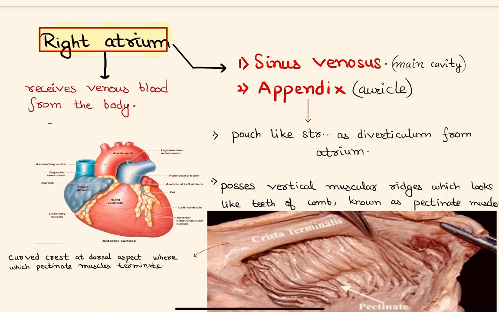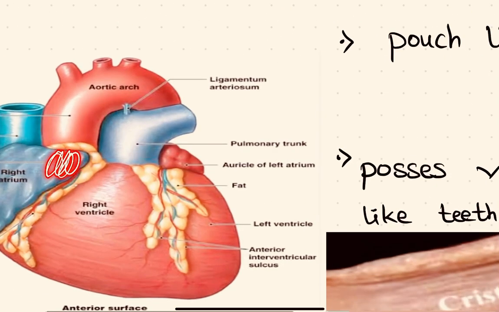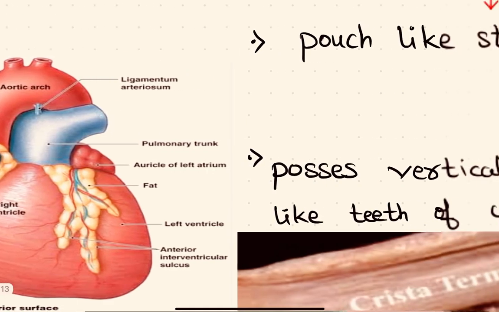What is this sinus venosus? The main cavity within the right atrium is nothing but the sinus venosus. Sinus means cavity and venosus means possessing deoxygenated blood. As the right atrium receives deoxygenated blood from the whole body, the cavity where the deoxygenated blood is present in the right atrium is known as the sinus venosus. And the structure on the dorsal side, which is like a pouch, which we call a diverticulum, is the appendix or auricle. You can see here, this is a pouch-like structure and it is nothing but the auricle.